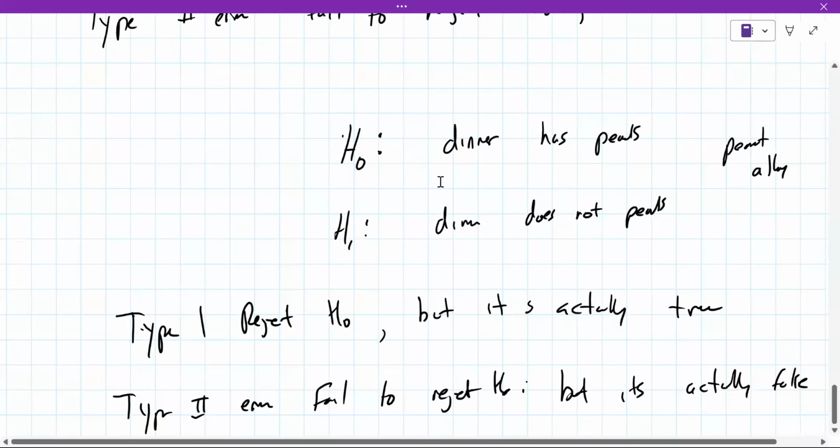Okay. So the dinner, you don't reject this. So you think that it has peanuts, but it's actually false and it does have peanuts. Is that bad? If you think the dinner has peanuts in it, but it doesn't. Yes.